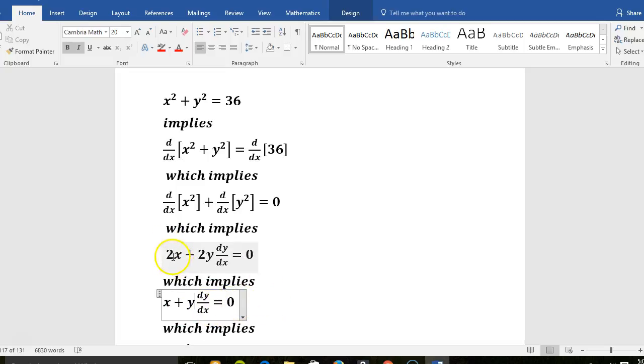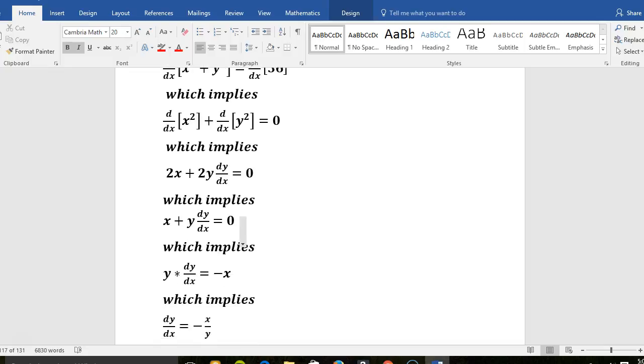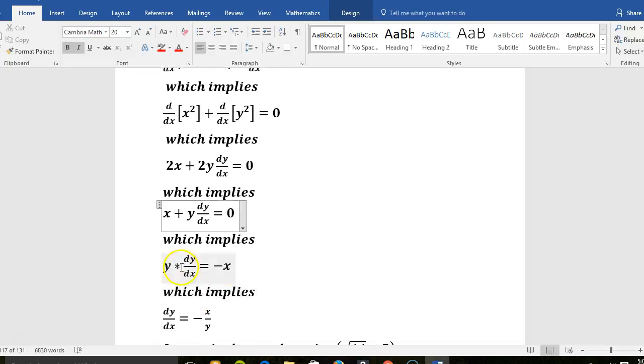Okay, I divide everything by 2 by algebra. 0 divided by 2 is just 0, and the 2's just disappear here. I divide this by 2, this by 2, this by 2. Alrighty. So I have y dy by dx equals negative x. And so now I just divide both sides by y, and I get dy by dx is negative x over y.